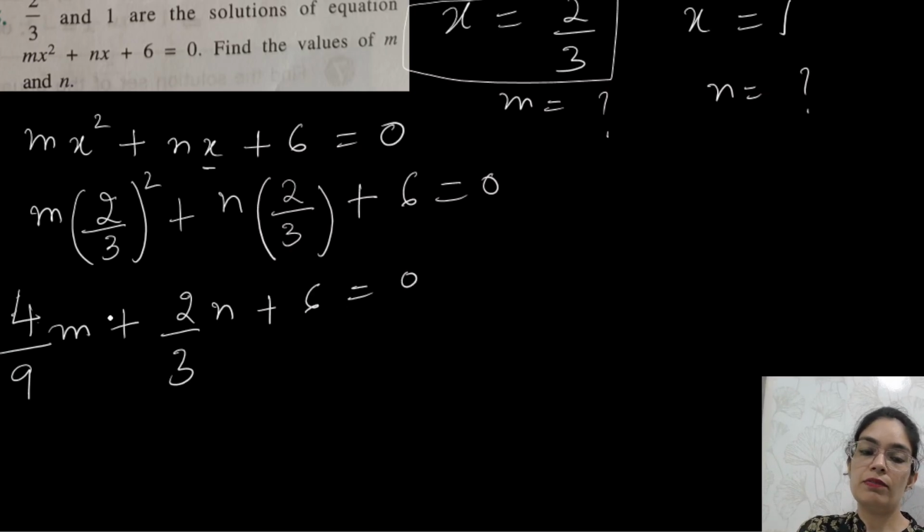Further we can simplify because it has fractions, so we can take the LCM. So the LCM of this is 9. That means here we'll multiply this with 3 and here we'll multiply this by 9.